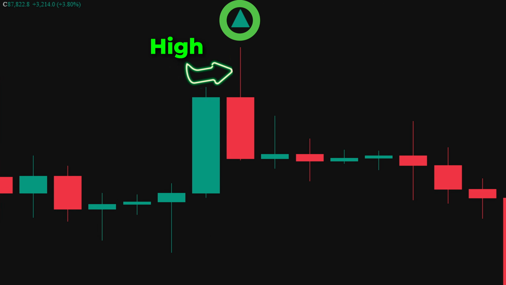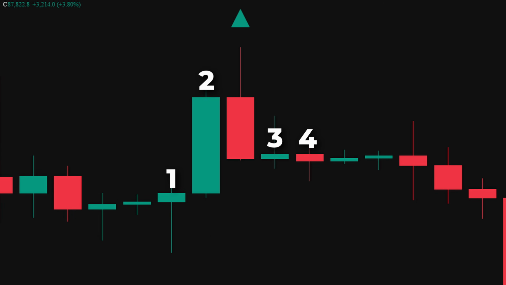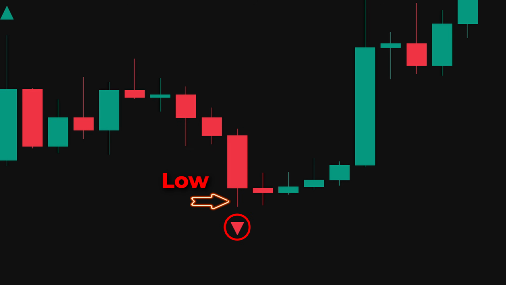A top fractal appears when the high of a candle is higher than the highs of the two candles to the left and two to the right. A bottom fractal appears when the low of the candle is lower than the lows of the two candles to the left and two to the right. An important note: a fractal forms with a delay of 2 candles, because the indicator only confirms after those candles close.